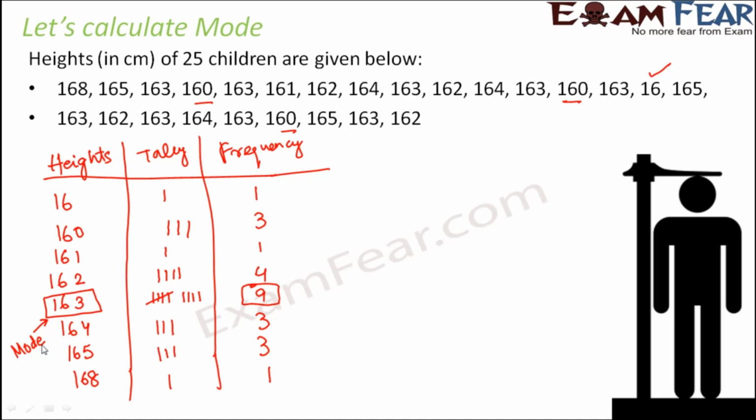Now what does this mean? This means that maximum children have a height of 163 centimeters. So when you look at a class which has 25 students, most of the students have a height of 163 centimeters. So in that sense, it is also a central tendency, because this is the height which is being acquired by most of the students in the class. So in that way it is a central tendency of the group of data. So this is how we calculate mode.